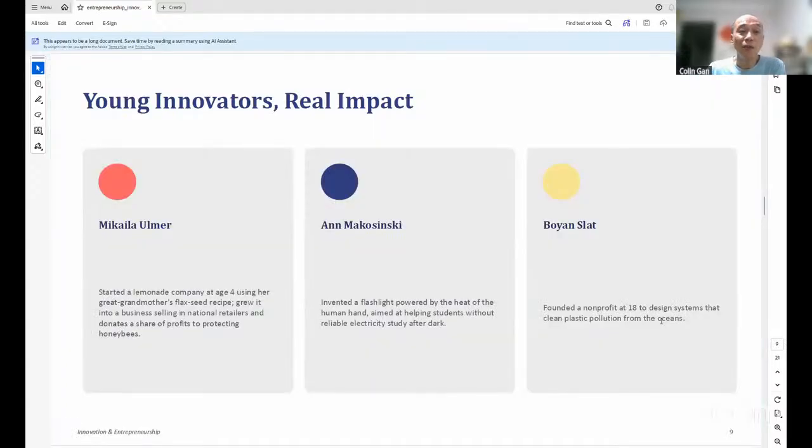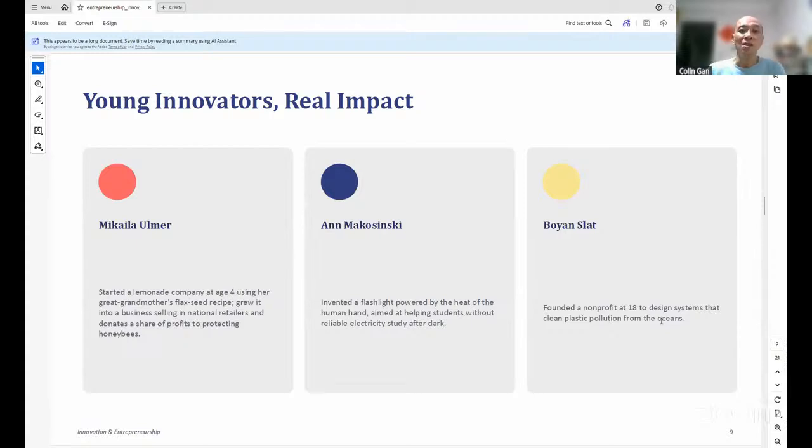Next, some of the young innovators that are making real impact, okay? You have people like Michaela Ulmer. She started a lemonade company at the age of 4 using her great-grandmother's flaxseed recipe. Then she grew it into a business, selling in national retailers and donating a share of profit to protecting honeybees. So you can see, this is a business that has good impact in the world, because she donates a share of her profit to protect the honeybees.